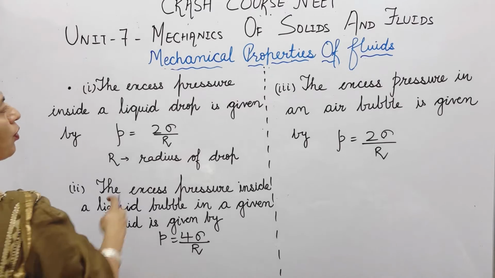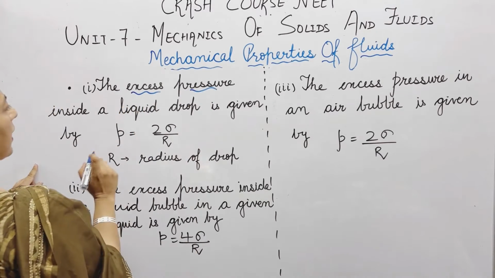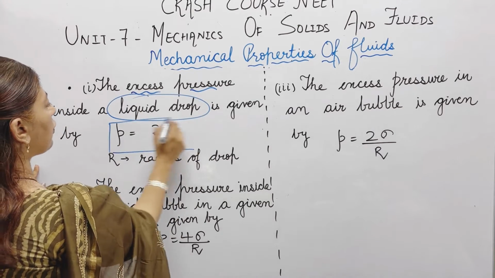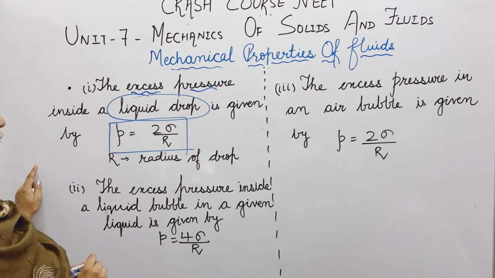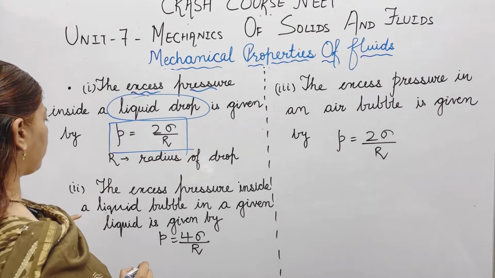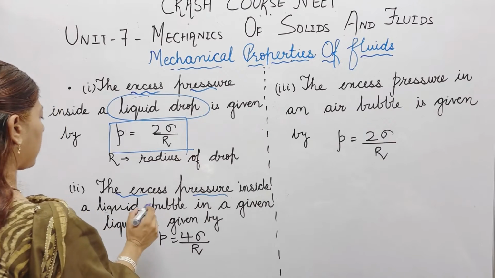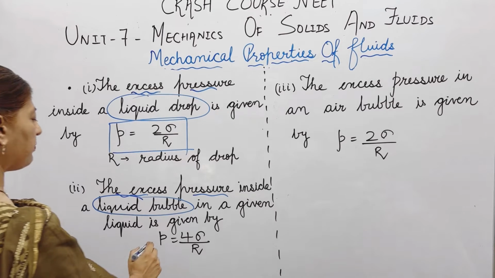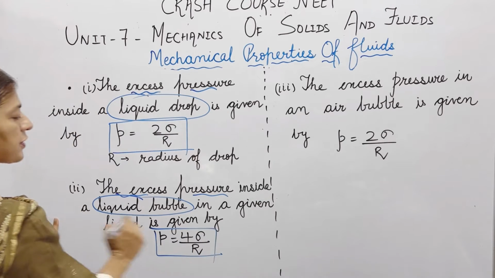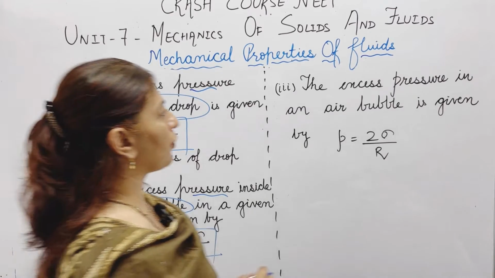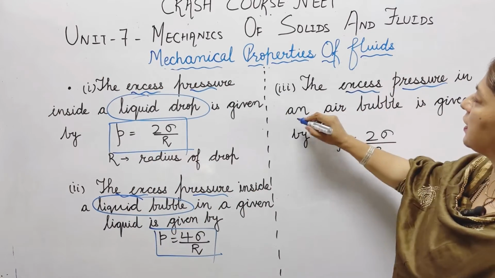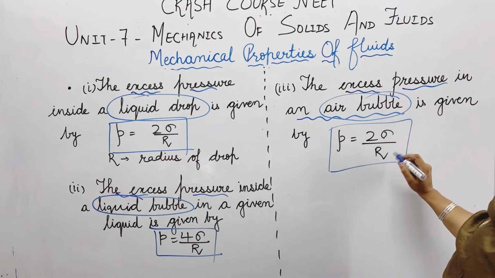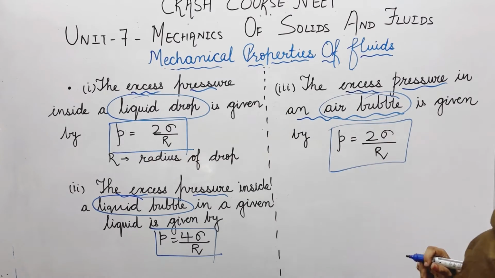The next points are about the excess pressure inside a liquid drop. It is given by P is equal to 2 sigma by R, where sigma is the surface tension and R is the radius of the drop. The excess pressure inside a liquid bubble, here it was a liquid drop, here it is a liquid bubble, is given by P is equal to 4 sigma by R. Then the excess pressure in an air bubble is given by P is equal to 2 sigma by R. The value is the same as that of the liquid drop.